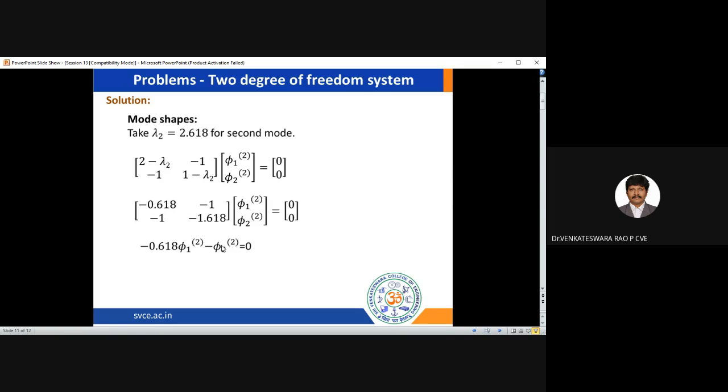And here also, if I put phi 2 equal to 1, substituting phi 2 equal to 1, what is the value of phi 1? It is equal to minus 1.618. That means the topmost floor will displace by 1 unit, the middle floor will displace in the opposite direction, minus 1.618.